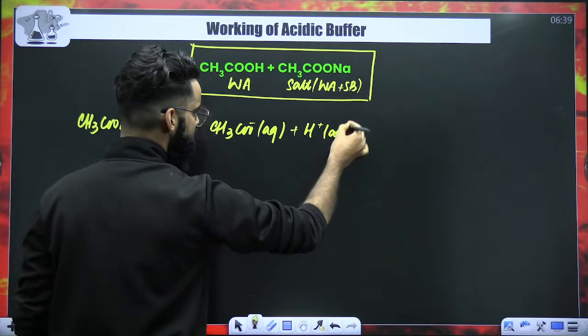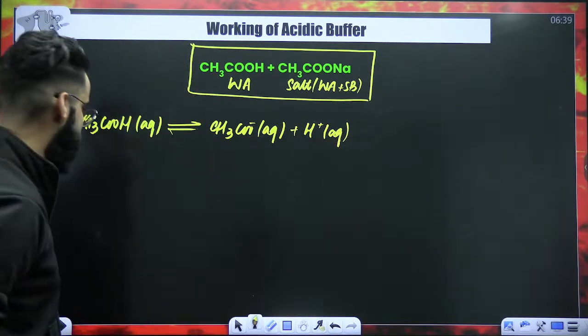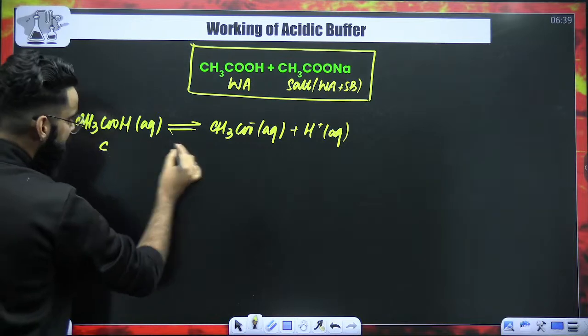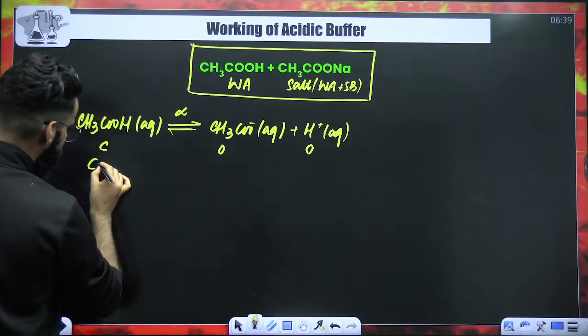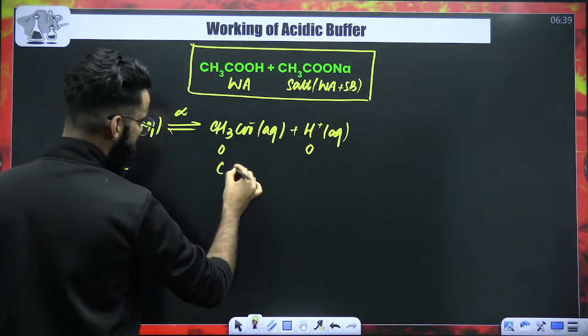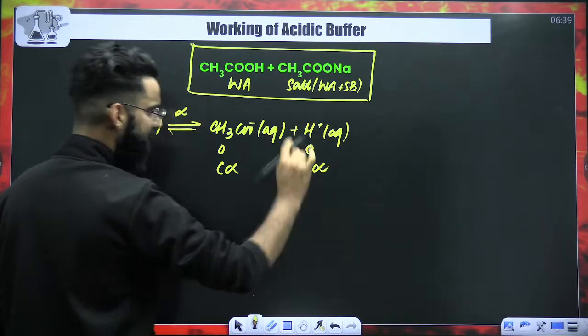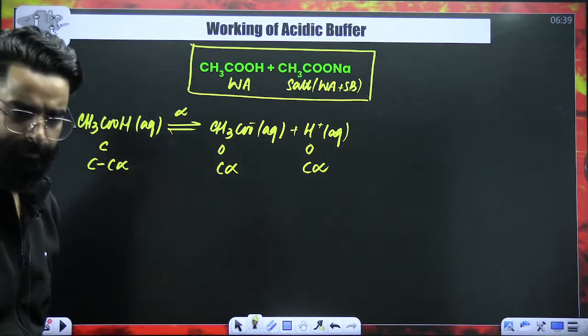and its ions are CH3COO negative, and with that you get H positives, right? This is the weak acid which is in equilibrium with its ions. Let's say its concentration is C. This is 0. This is 0. Let's say its degree of ionization is alpha. So this is C minus C alpha. This has to be C alpha. Even this has to be C alpha. This is something which we all know already.